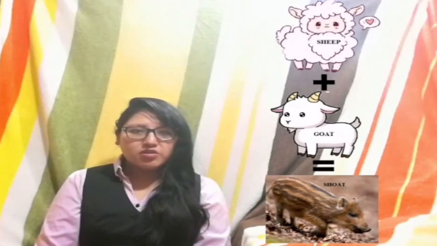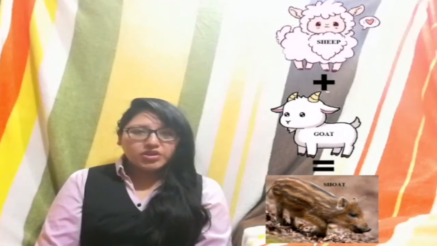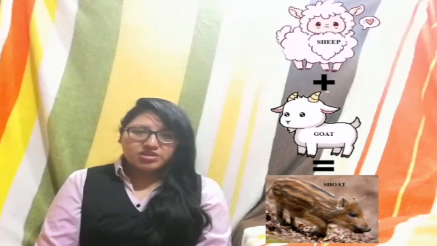For example, sheep plus goat equals shoat. We can see that neither the animals nor the resulting meaning have any relation between them.